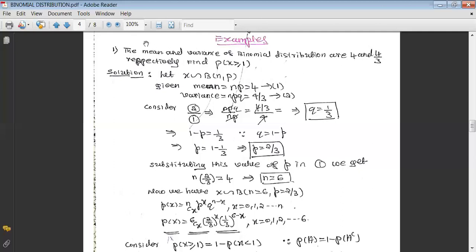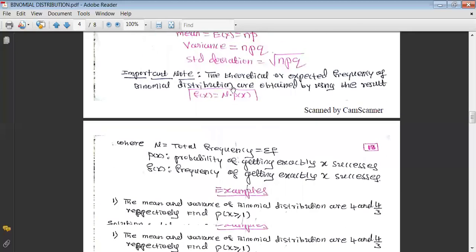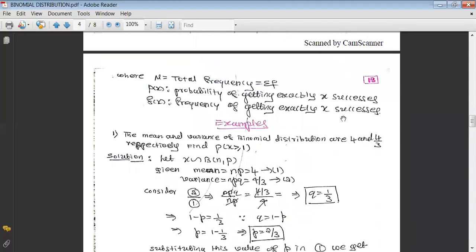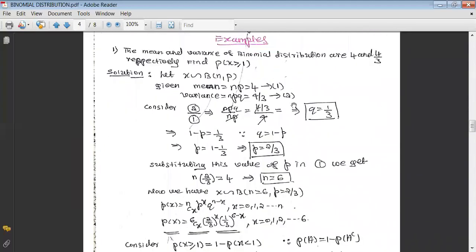In this case, it is given that the mean of the distribution is 4 and the variance of the distribution is 4 by 3. That means the mean of the distribution is np, and here it is given as 4. Let us take it as equation 1. And the variance of the distribution is npq, which is given as 4 by 3. Let us take it as equation 2. Once we divide equation 2 by equation 1, the LHS is npq divided by np, and that equals 4 by 3 divided by 4. The 4 cancels, and on the LHS np cancels. We find q equals 1 by 3.